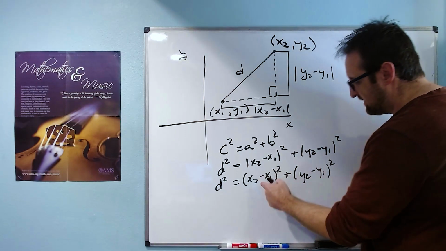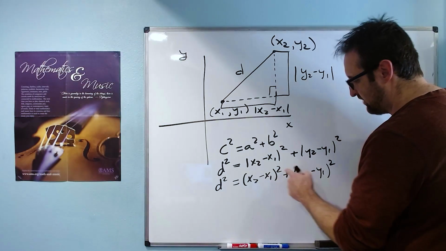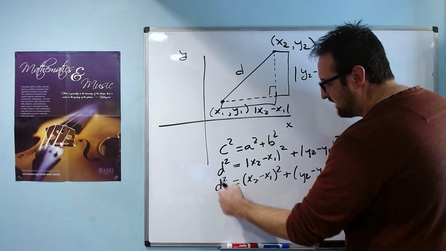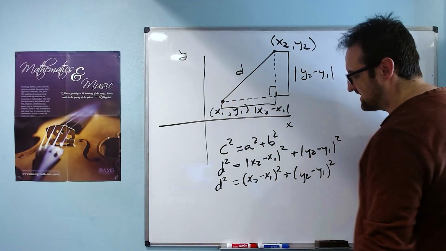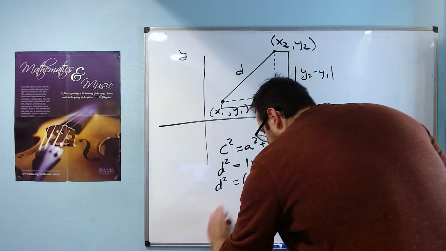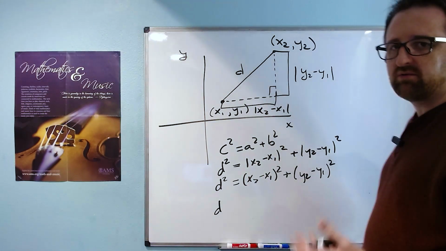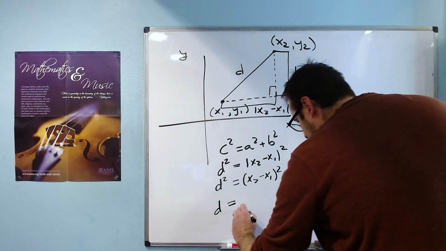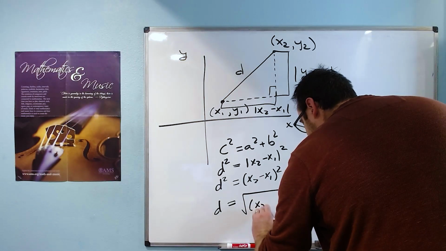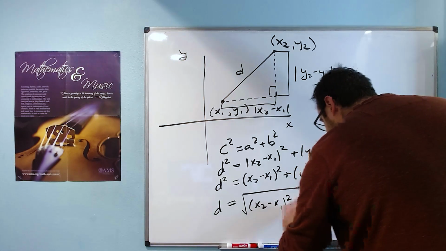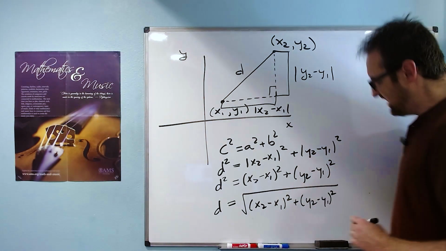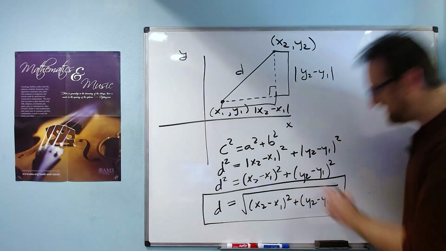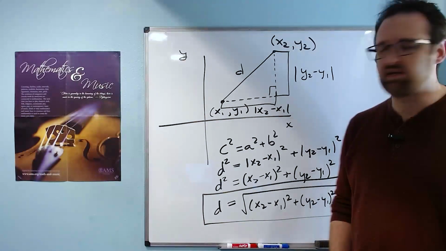And this is again leg length squared summed. That's a squared plus b squared equals the hypotenuse squared, which in this case is d squared. If you solve for d, you square root both sides. Again, we only want the positive square root, so we don't have to worry about a plus or minus or anything like that. We just end up with the square root of x2 minus x1 squared plus y2 minus y1 squared. And that right there is the distance formula between any 2 coordinates that you want in the xy plane.